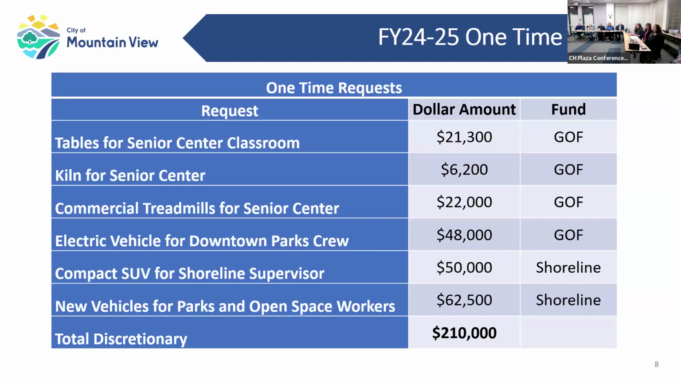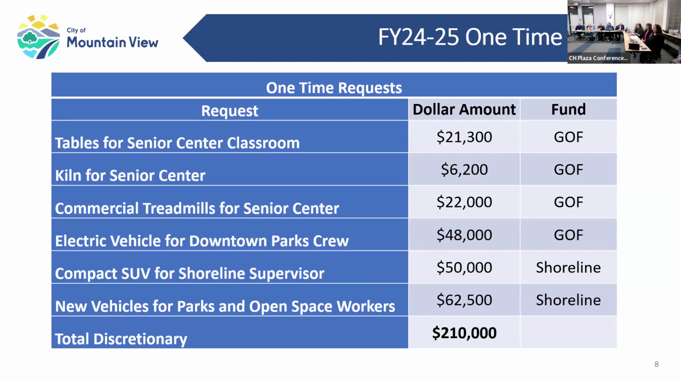So the first request is to replace the tables at the senior center. We offer a lot of classes at the senior center. We use those tables for the classes and rentals. And I think the current tables are from 2006, so they're showing a lot of wear and tear. The next one is for a kiln replacement at the senior center. The kiln is used for ceramics classes, and it's currently not completing a firing cycle.